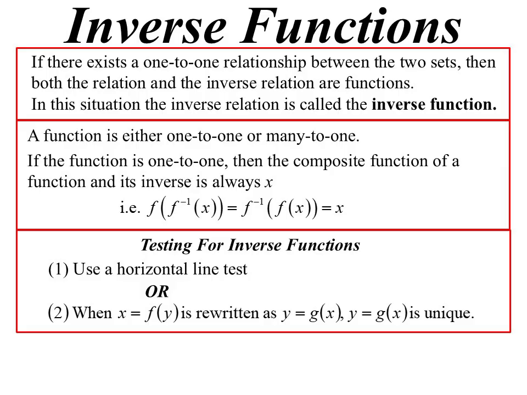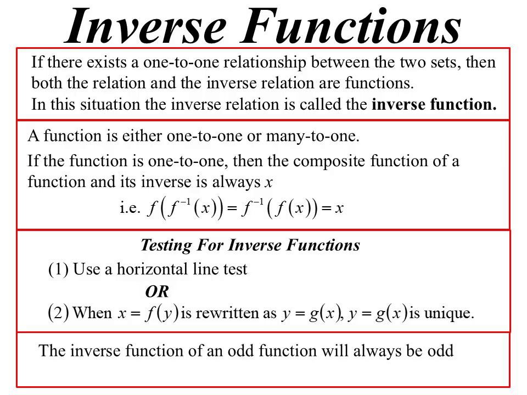If you've got an odd function, the inverse function of an odd function will always be an odd function itself. That will always be true. However, an even function, if you think about it, will never have an inverse function, because an even function's going to have reflection symmetry, and therefore it will always fail the horizontal line test.